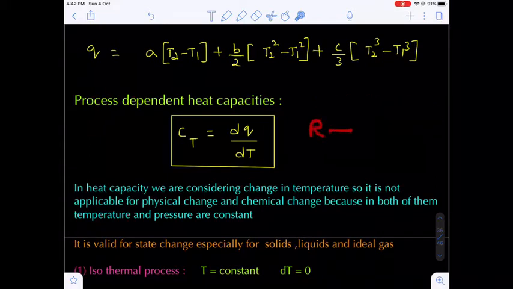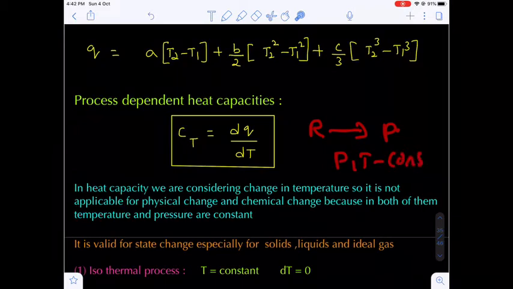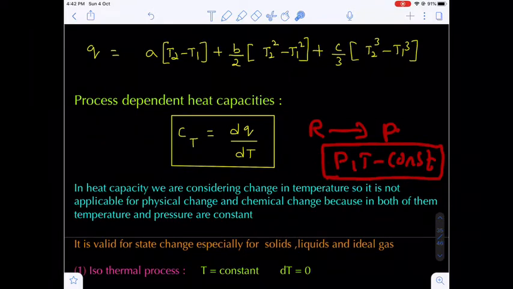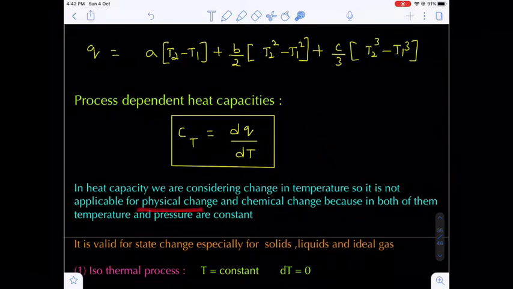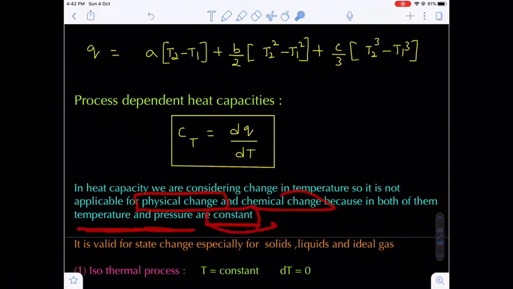Even in a chemical change, let's suppose one reactant gives one product. Here also, unless it is mentioned in the question, we have to consider that most reactions occur in an open container. That's why atmospheric pressure is a constant, and temperature is assumed to be constant. So in these physical and chemical processes there will be no change in the temperature, and also pressure, that means both are constant.